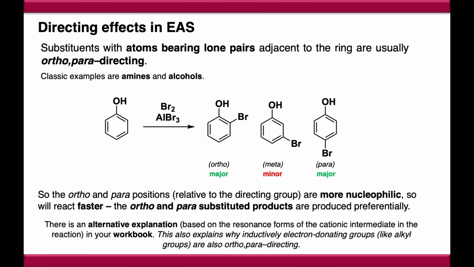There's another explanation in your workbooks, and some people prefer it. They prefer to follow the structure of the intermediates in the reaction, but it also explains how inductively electron donating groups work. So alkyl groups are ortho-para directing, but obviously they don't have a lone pair. So go through the workbook to read about those ones.